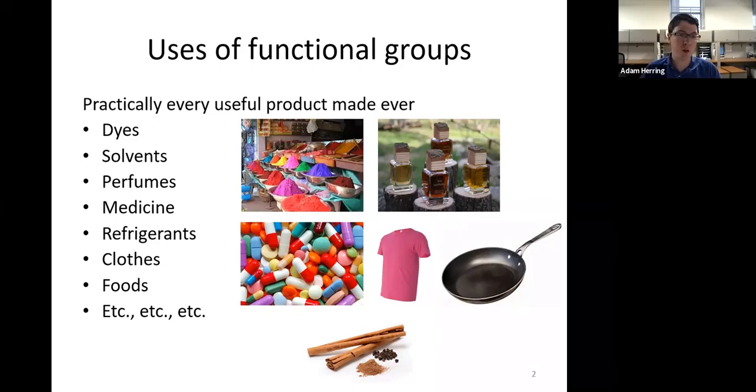Due to the functional groups on organic molecules, we have dyes, we have solvents that are used for chemical reactions. Your perfumes are based on organic molecules with certain compounds in them. Medicines, the active ingredient in medicines function through their functional groups. The refrigerants that are used in your refrigerator or freezer have different functional groups on them. Your clothes themselves, foods, the list goes on and on. Pretty much anything that's ever been made or found in nature to have a practical use has one of these functional groups on it that we will talk about today.